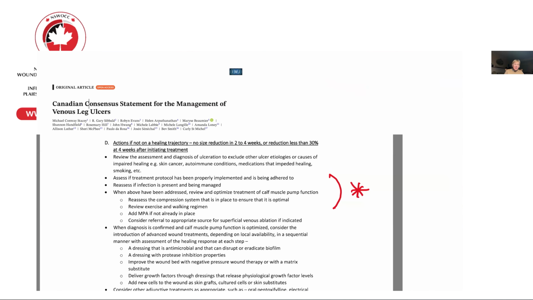So we want to bring this back to the consensus. So we want to practice best practice. And this is a consensus statement document that was initiated by Michael Stacey. There were a number of people on this panel and they came up with a process for consensus for managing venous leg ulcers. Next slide.